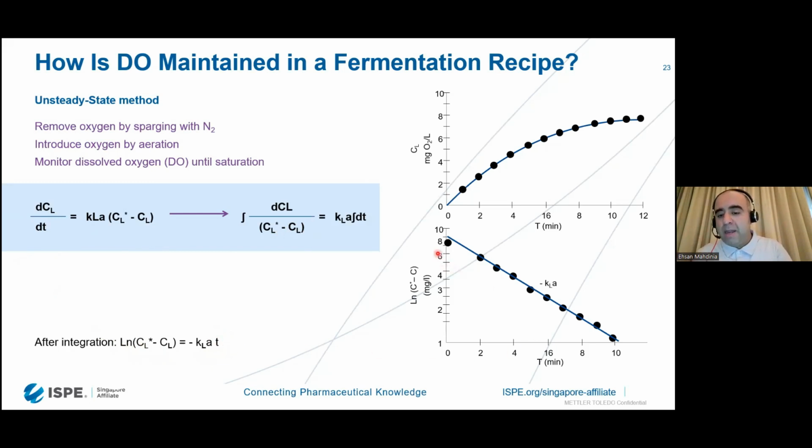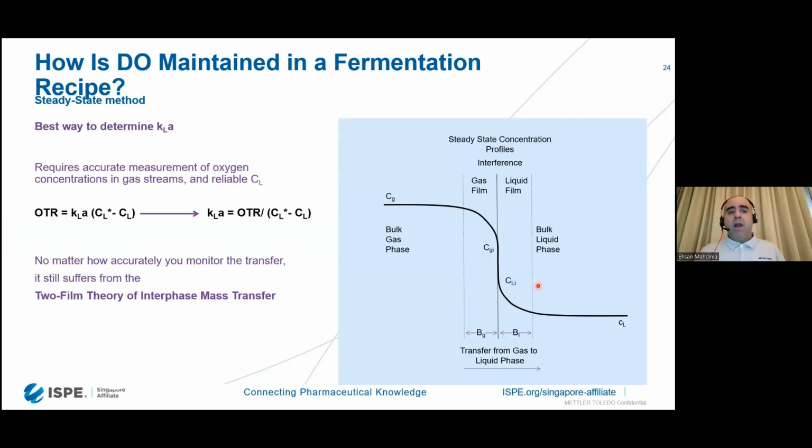So then that plot becomes a line, and that slope then can give us the KLA. Simple as that. And you don't need any chemical reaction for it. And this is why the unsteady state approach is most commonly used, especially in the large tanks. And of course, when it comes to the DO maintained inside the fermentation, the steady state with the fermentation inside is closest to the conditions that we have at hand.